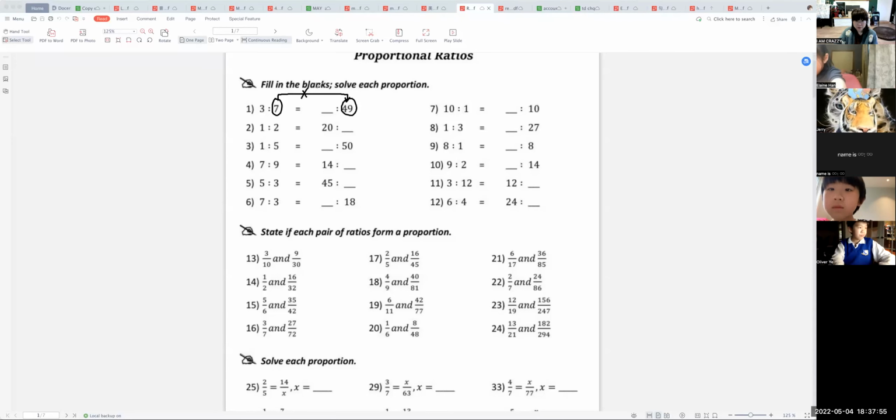It's 7 times 7, get it? 49, right? So the 3 needs to times 7 as well, so it equals 21, get it? So let's see, 1 to 2 equals 20 to what? So 1 portion became 20, so 2 portions equals 40. Okay, 1 to 5 equals what to 50? So 5 became 50, times 10, so 1 times 10 as well equals 10.